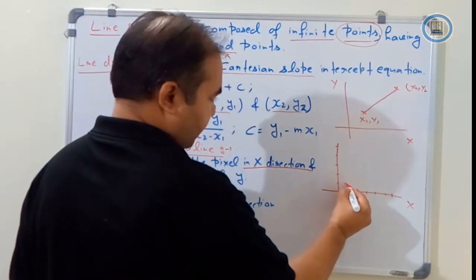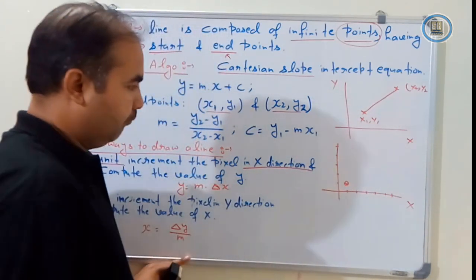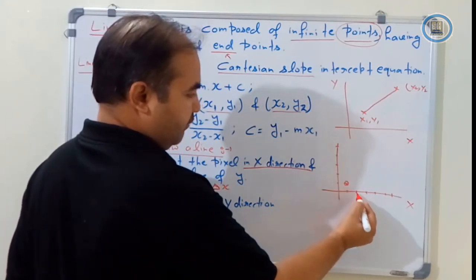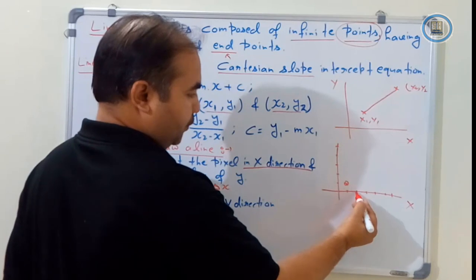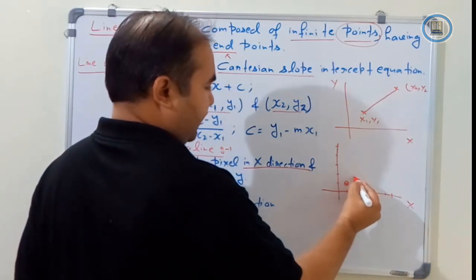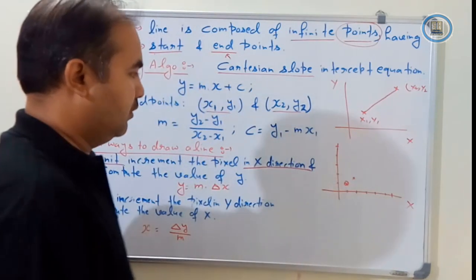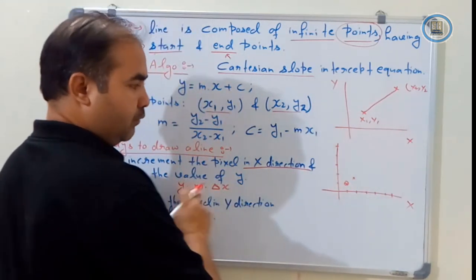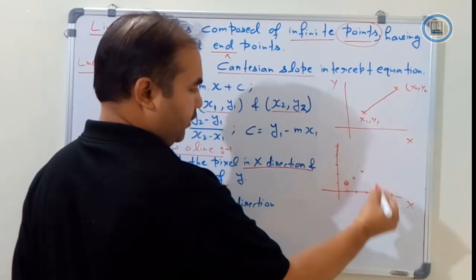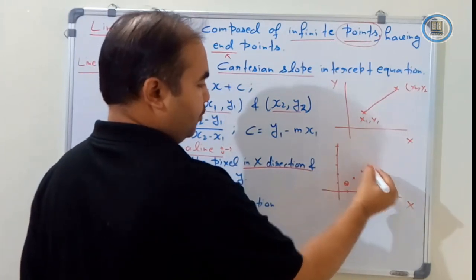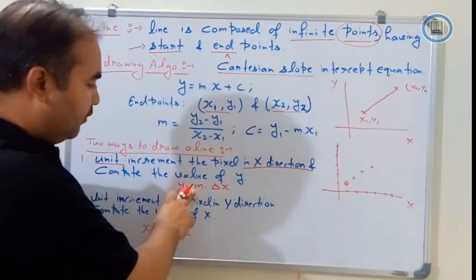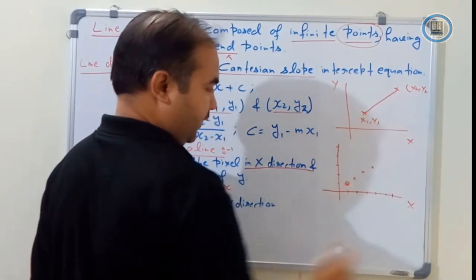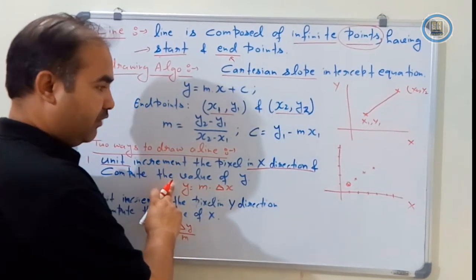Suppose this is the first point we computed. Next we incremented the value of x, so this time the value of x is 2. Maybe the value we get for this one is this. For the next unit increment we compute again and get the value at this point. Next time we get the value at this point. We are using the equation y equal to m into delta x, where delta x is the unit increment.